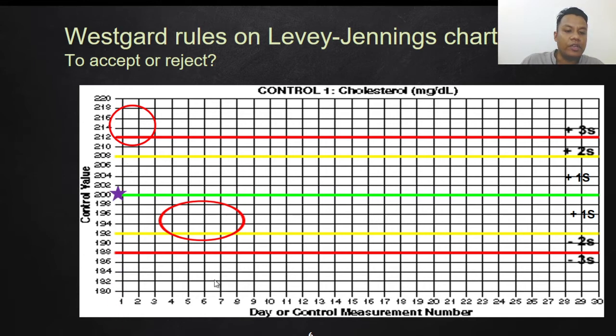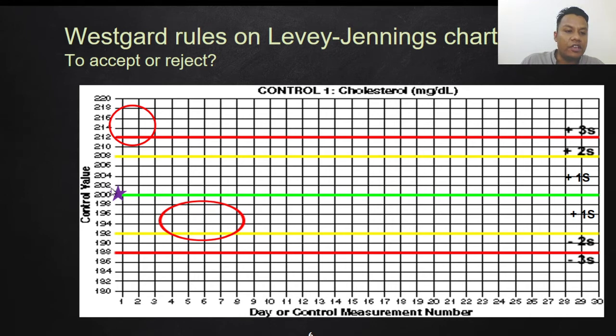Let's say, for example, this is the daily QC that we perform every day for cholesterol, control 1. So this is the mean. This is what we are looking for. Every time, we expect the analyzers to give a value as close as possible to the mean.